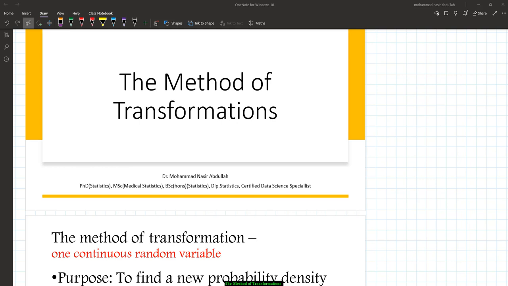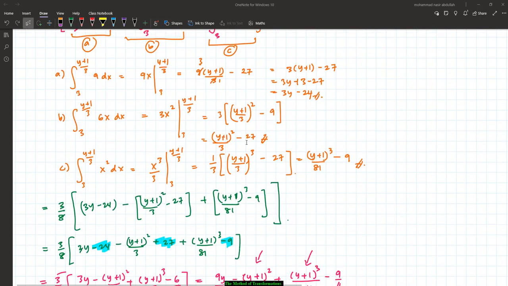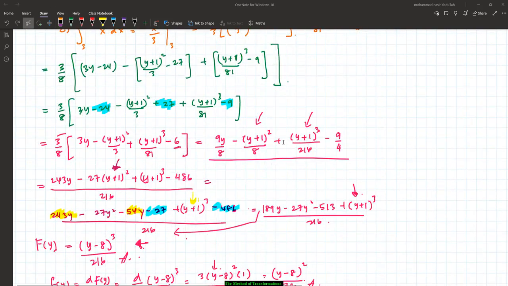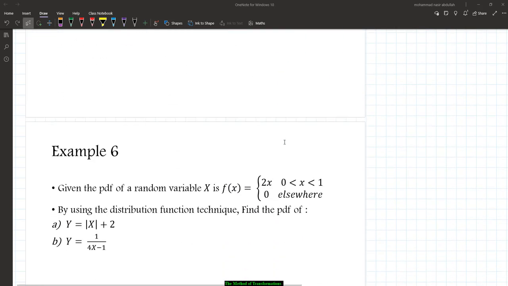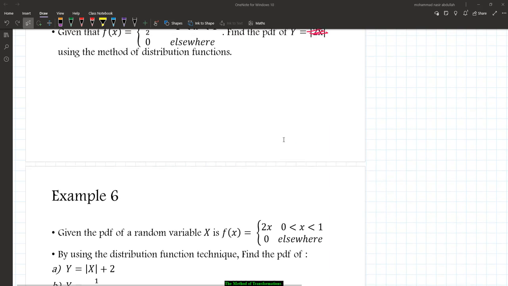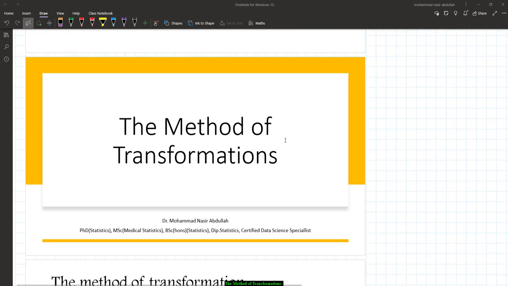So last class we already finished the method of distribution function, right? We already looked at the method of distribution function until example number 4. Example number 5 and example number 6, I hope you already do it by yourself. So now, method of transformation.